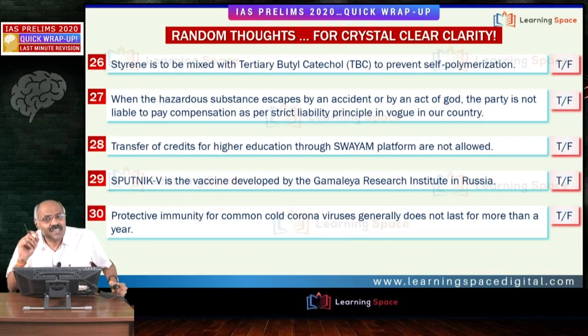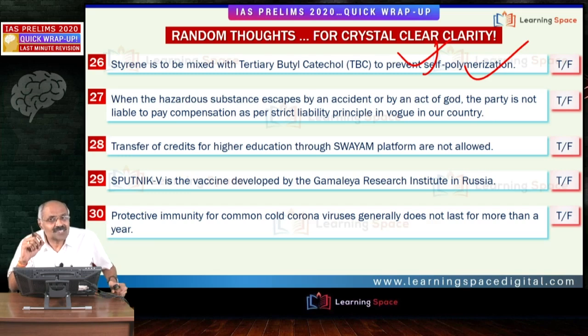Styrene. That is in the context of the Visakhapatnam incident. Styrene gas is in the news. And in this context, I would like to tell you, styrene is to be mixed with tertiary butyl catechol, or TBC, to prevent self-polymerization. This is absolutely correct. In fact, what happened in Visakhapatnam is that styrene was supposed to be mixed with this TBC to prevent self-polymerization, but this was not done during COVID-19, and accordingly the gas leak occurred. This is what happened in Andhra Pradesh. And styrene is a probable carcinogen.